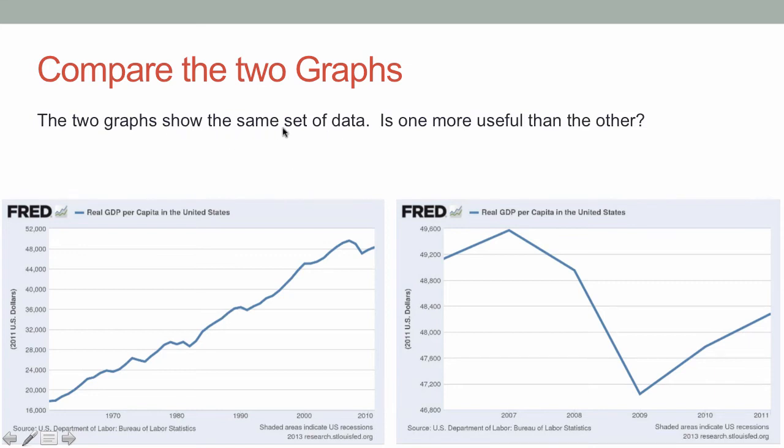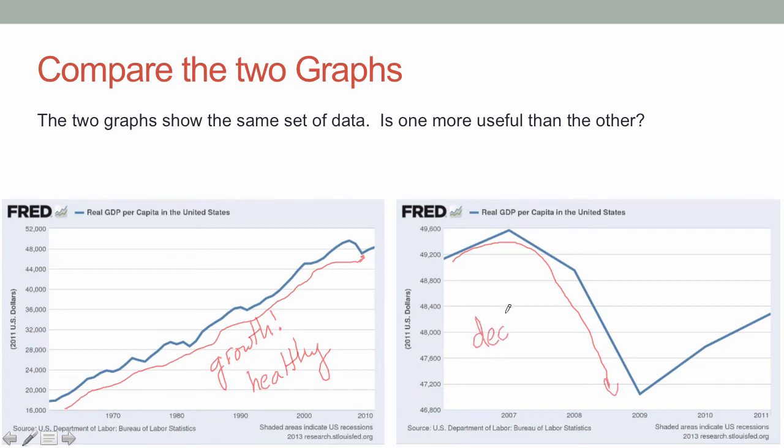So if the two graphs show the same set of data, is one more useful than the other? Well, let's think about what we see here. On the graph on the left, my initial impression is, wow, look at what things have been doing. There is a lot of growth. I like that. It looks healthy. We have grown a lot in terms of our real GDP per capita in the United States. We have a healthy economy. But if I look at the right, oh man, we really fell off. We have decline, and a little tiny bit of growth, but overall, a not healthy economy.